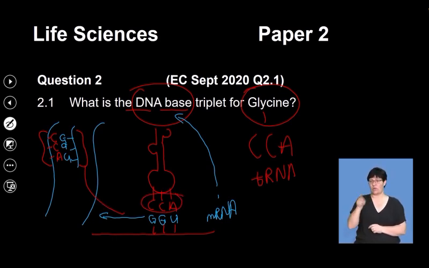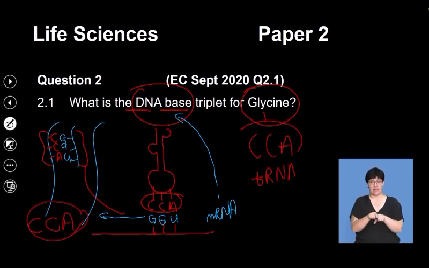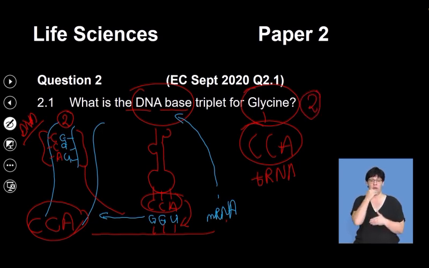is CCA. So the answer for this question would be CCA. Yes, it is the same as the tRNA anticodon. Not a coincidence, but again, if we use our rationale of complementary base pairing, the first step was to convert the tRNA to mRNA, and then we used the mRNA in our second process to work out what the DNA sequence was. So this question requires you to use two processes. So it's a 2-mark question. It requires us to use two processes to be able to answer that question.